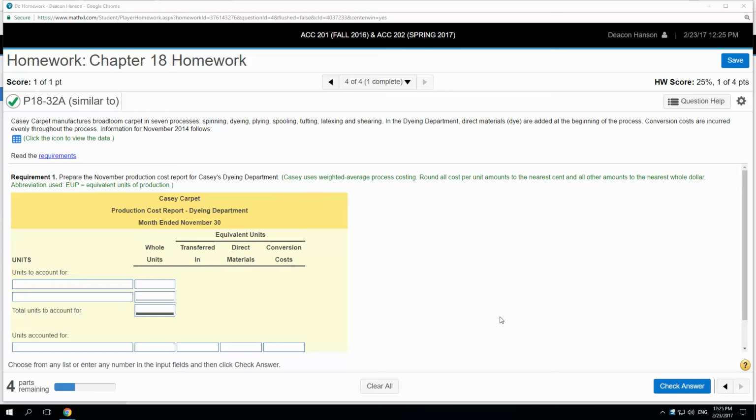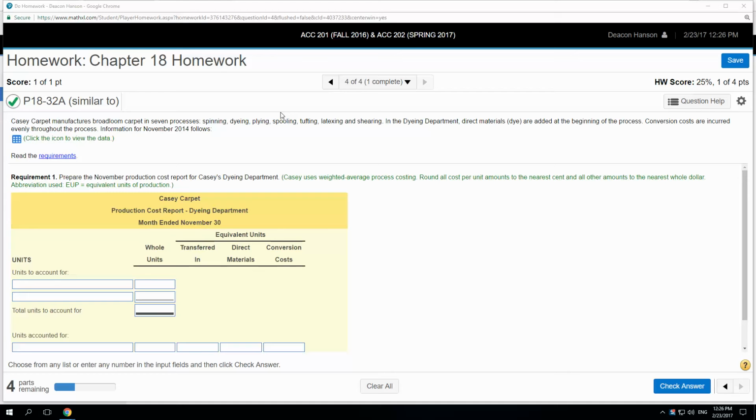Okay, we got KC Carpet, and they're manufacturing broadloom carpet in 7 processes, and they list the 7 processes here again, right? So spinning, dyeing, plying, spooling, tufting, latexing, and shearing, and we're doing the dyeing department. So the dyeing department comes in between spinning and plying. So anything coming into the dyeing department from another department would be coming from spinning, and then anything going out of dyeing would be going to plying. So I think the last time at the end, that's what we kind of confused a little, yeah?